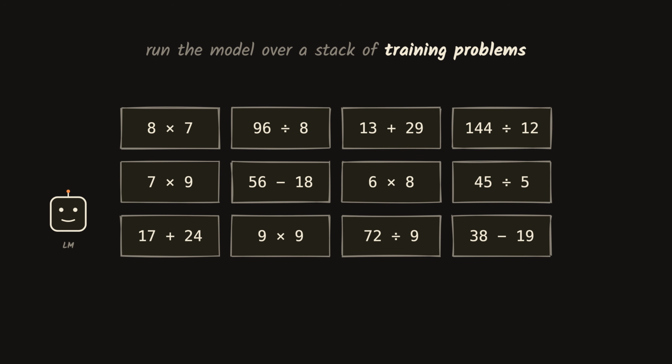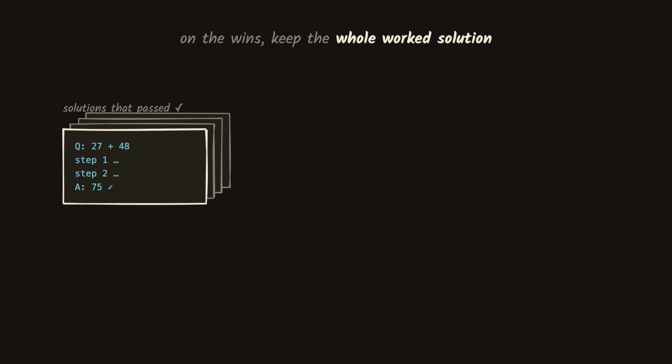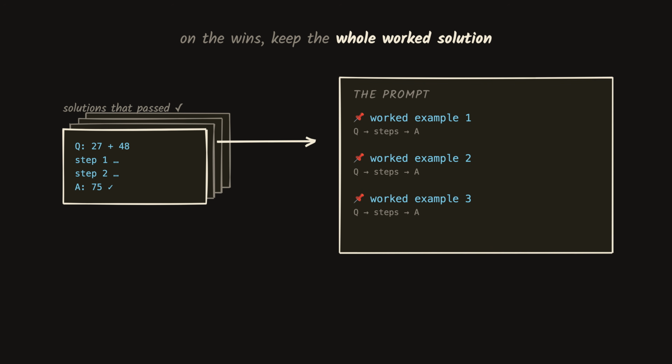The way it does that is plainer than the word compiler suggests. Say the task is grade school word problems. DSPy runs the model on a stack of training problems and watches which ones it gets right, and on those it keeps the whole worked solution, every step the model took to get there. Then it picks a few of them and pins them to the top of the prompt as examples.